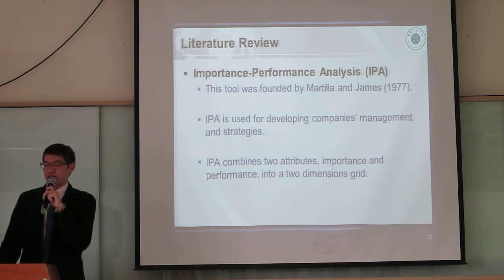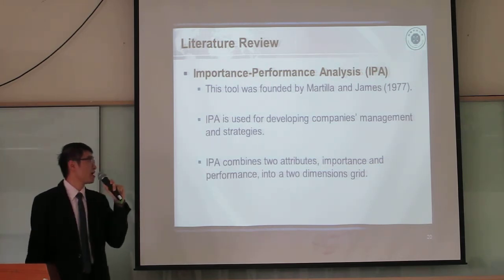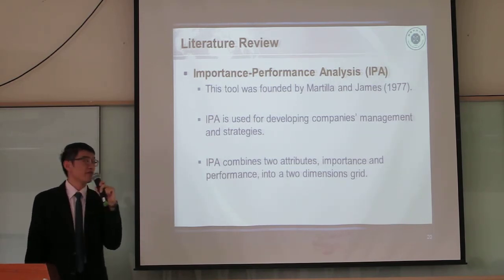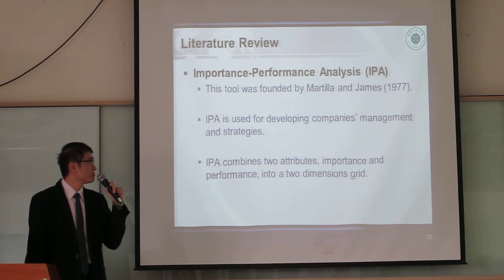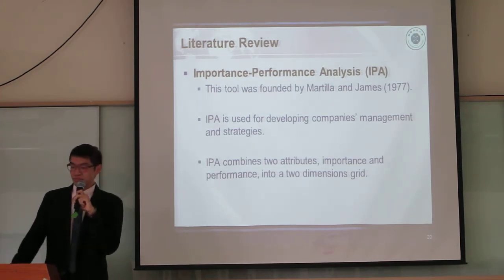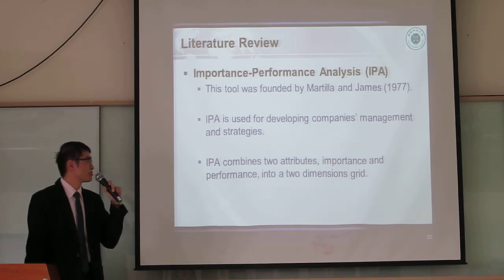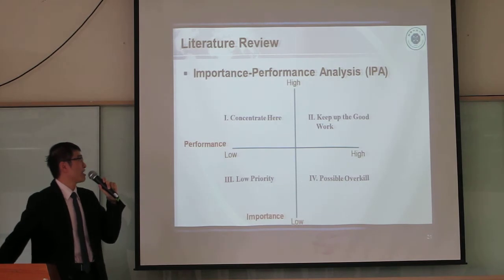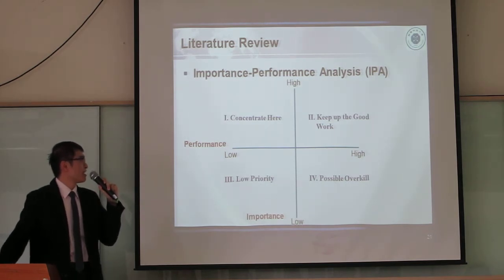Importance performance analysis. This was founded by Martilla and James in 1975. This is used for developing companies' management and strategy. IPA combines 2 attributes into a 2-dimension grid. This is the IPA grid. There are 4 zones.